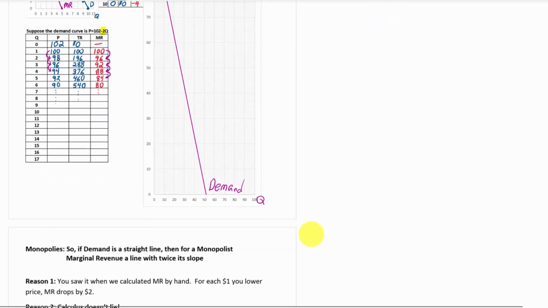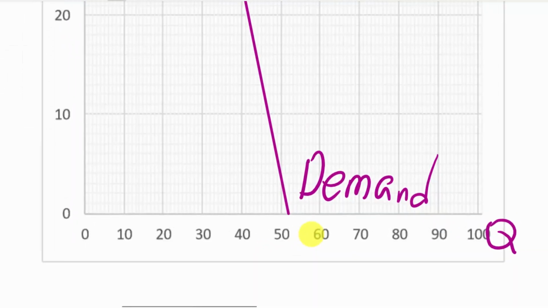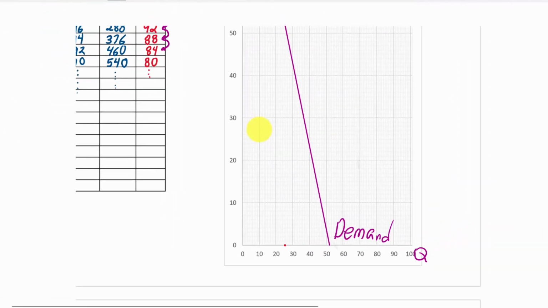So if our demand line down here is intersecting the x-axis at 51, where would our marginal revenue have to intersect if it's going to hit the x-axis, or the quantity axis, halfway down, right? Twice as fast. Well, it would be 25.5, right? 51 divided by 2, 25.5. So it's going to hit right down around there. So let's just connect those 2 dots.